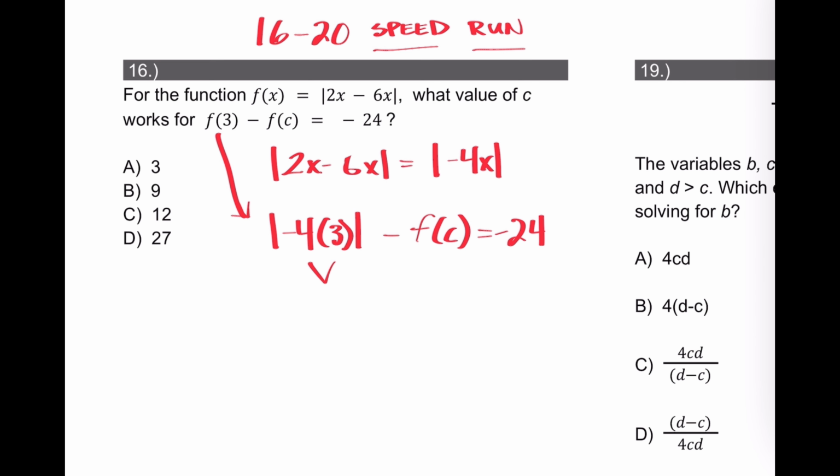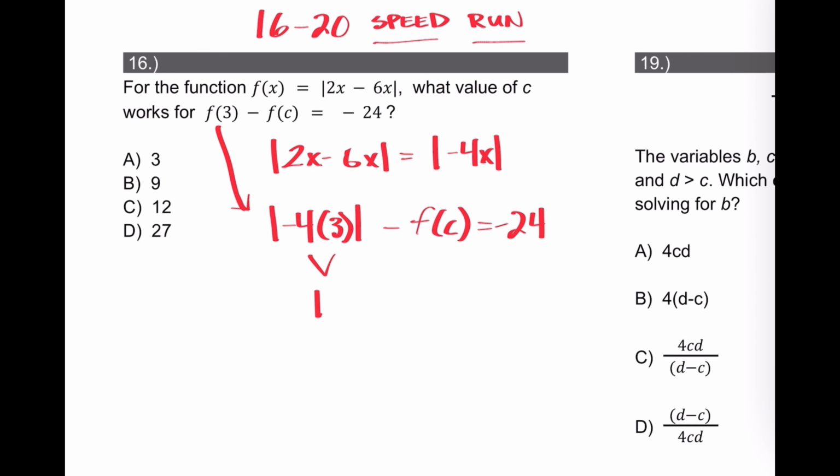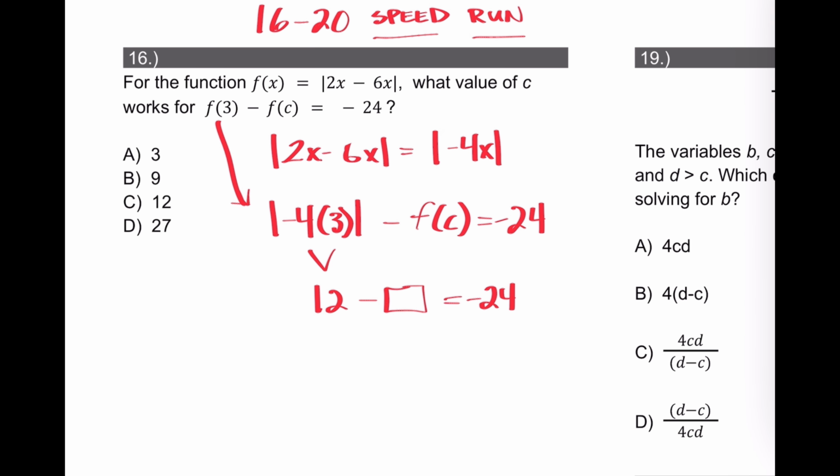And this is going to be negative 12. The absolute value of negative 12 is just 12. So they're really saying 12 minus what would be negative 24. You do little calculations, and we know that this needs to be 36. Okay, 12 minus 36 is negative 24. So what they're really saying is f of c needs to be 36.